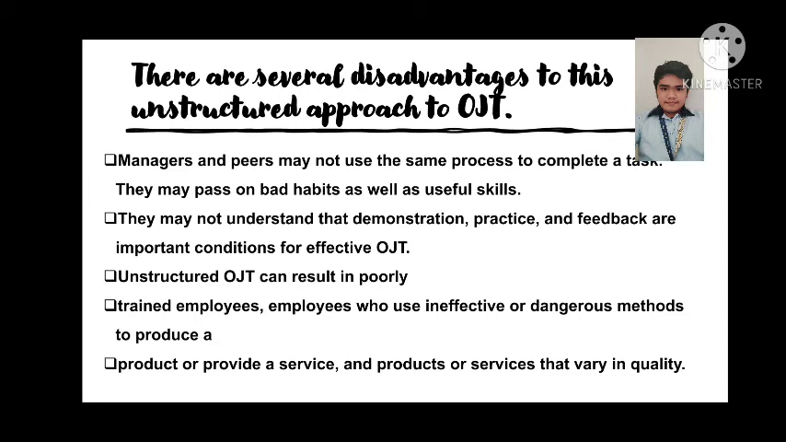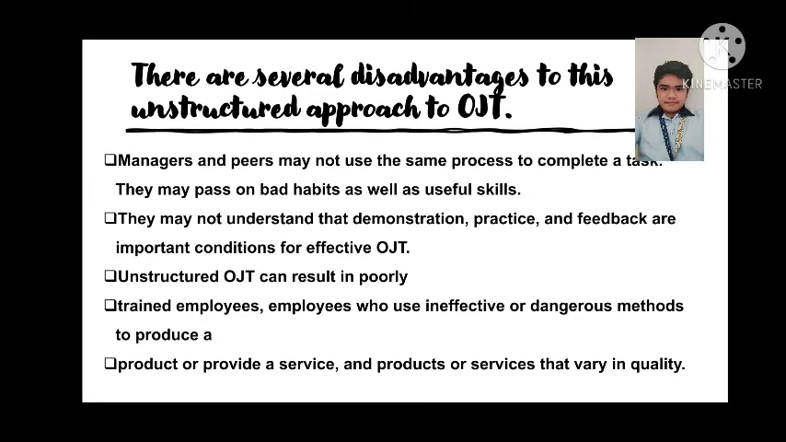Una, managers and peers may not use the same process to complete a task. They may pass on bad habits as well as useful skills. Yun nga, kapag hindi maayos yung handle sa OJT, may possibility na yung kung ano yung process na dapat nila matutunan, hindi magiging angkop doon sa mismong ituturo sa kanila. Kasi nga wala yung awareness ng mga managers at peers kung ano yung dapat nilang ituturo.